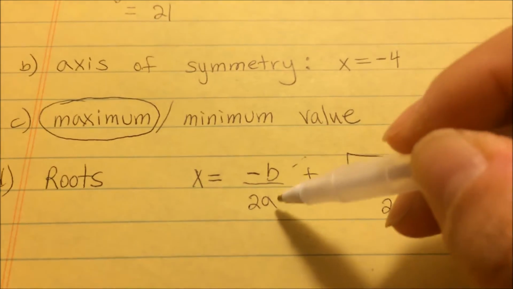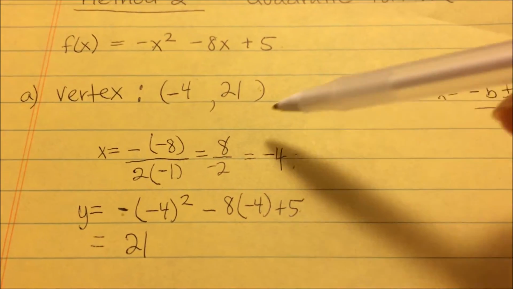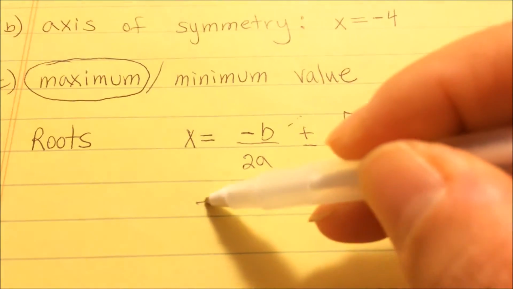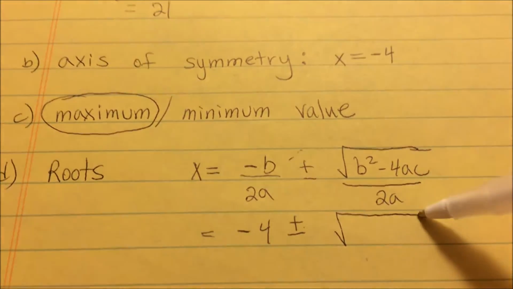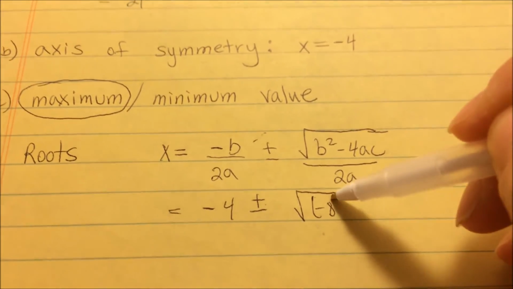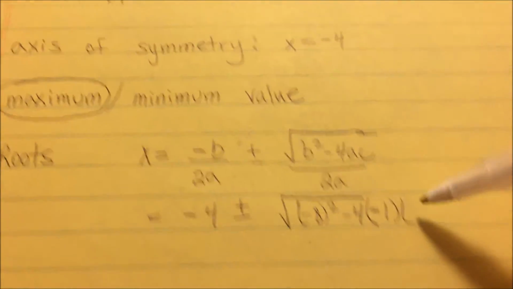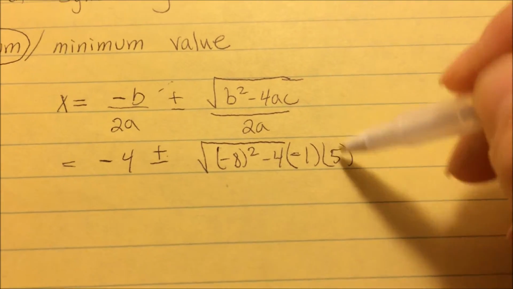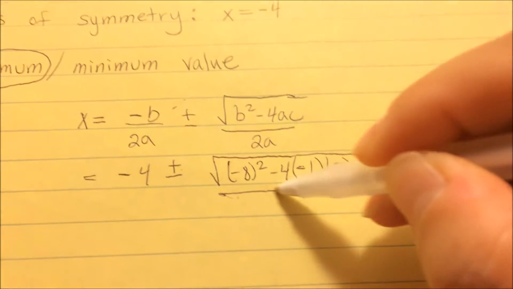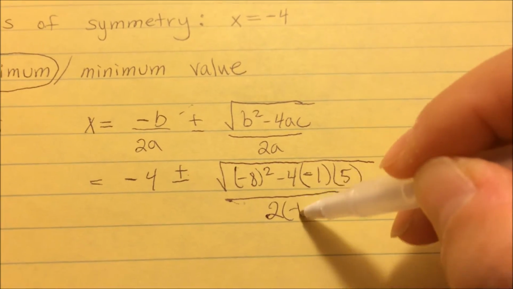So we said this first part right here is negative 4, right? Because that's what we just did right here. That's the negative 4, so I can actually substitute that as negative 4. And then I just need to work this last part. So b squared. So b is, again, negative 8. So we have negative 8 squared minus 4a, where a is negative 1, so negative 1. And c is positive 5, so positive 5. Okay, all over 2 times a, which was, again, negative 1.